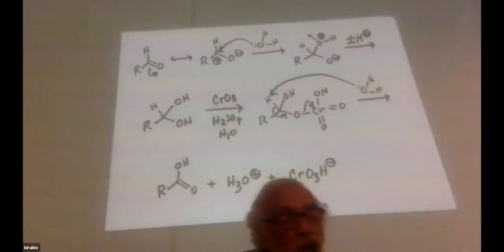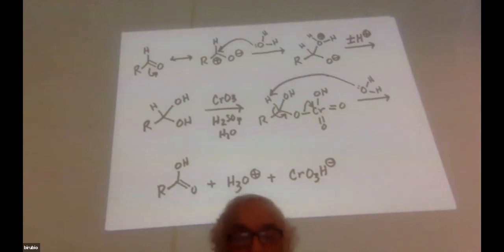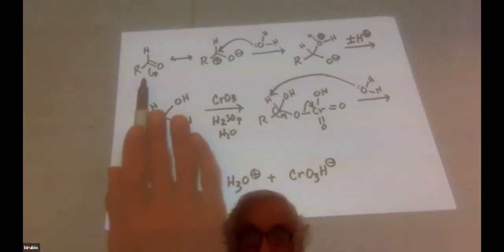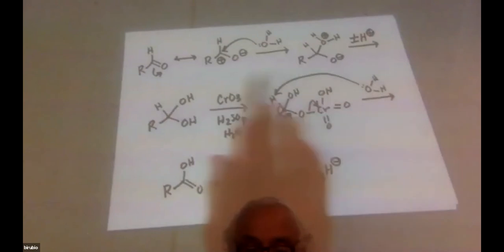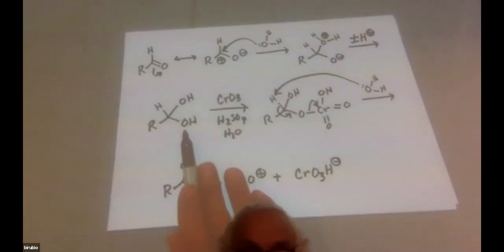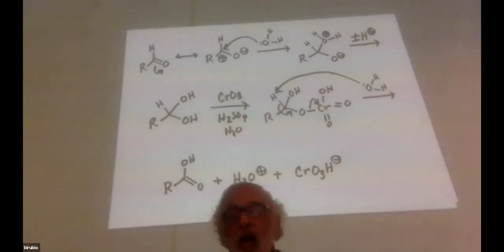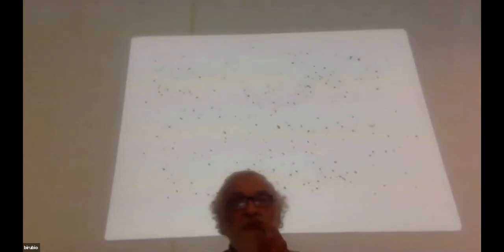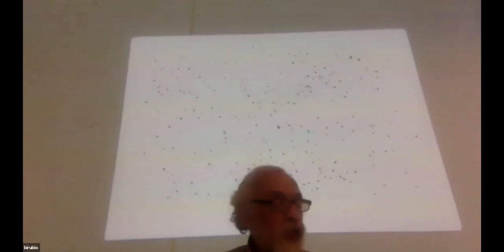So now we see that this mechanism explains why a primary alcohol gets oxidized all the way up to a carboxylic acid, because it first becomes this aldehyde, and then it reacts with water under these acidic conditions to form a new alcohol. And then that new alcohol undergoes a second round of oxidation to form the carboxylic acid. Okay, so next time we'll talk about the mechanism for the oxidation of the secondary alcohol.